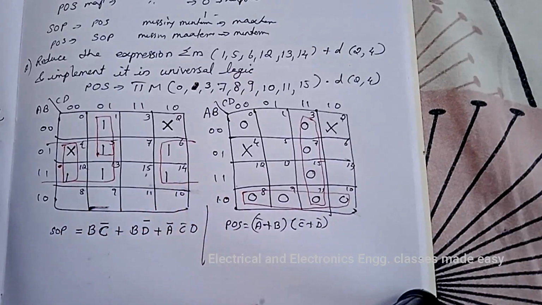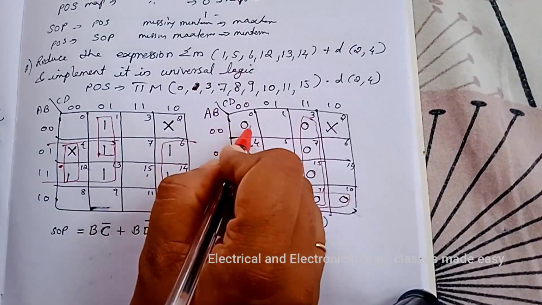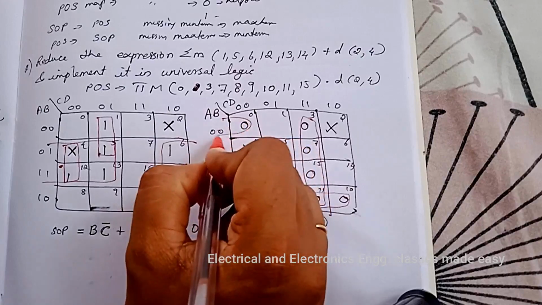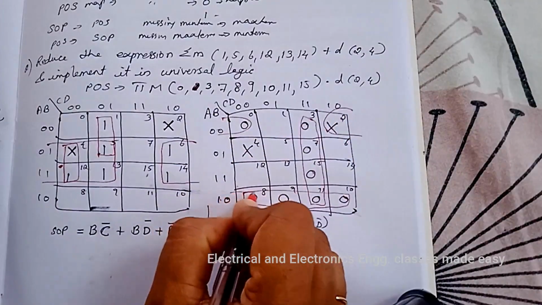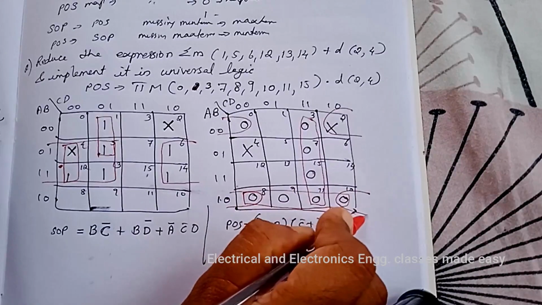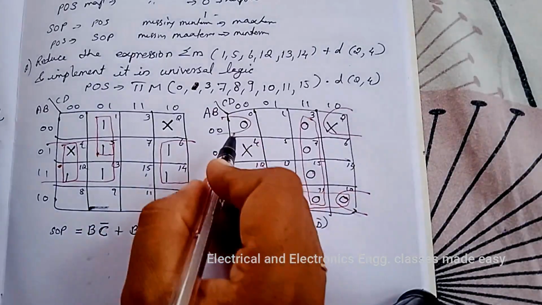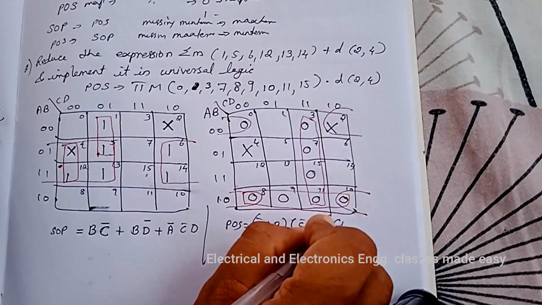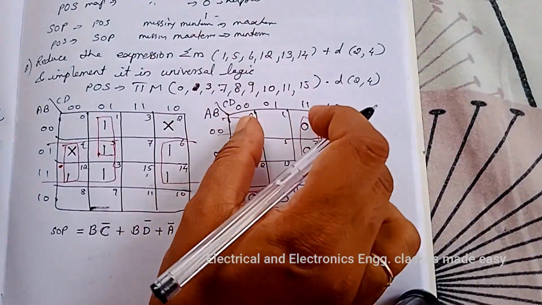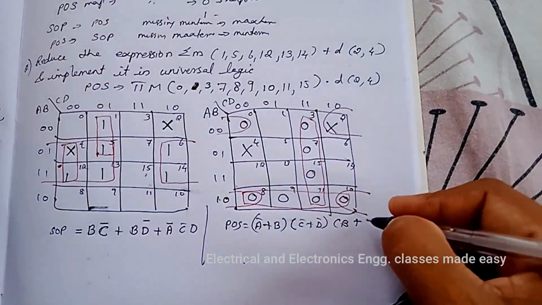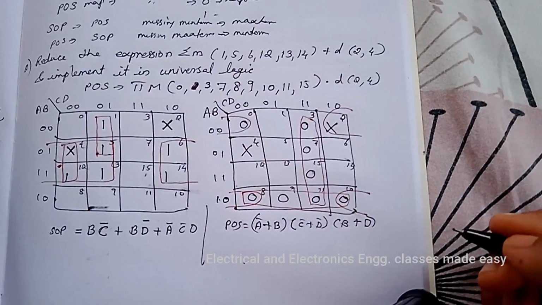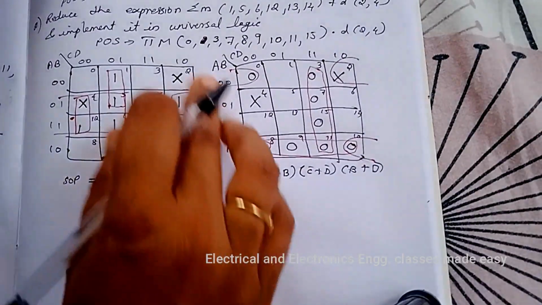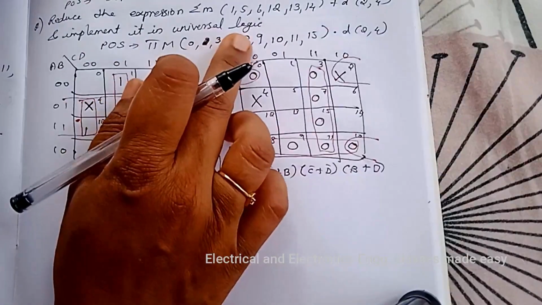Then, here we can wrap these 4 squares, that is the 4 corner squares, together. Here the changing variable is A, so write B, plus, here the changing variable is C, so write D, B plus D. And the next question is to implement it in universal logic.